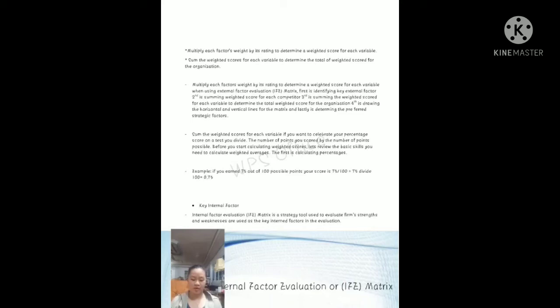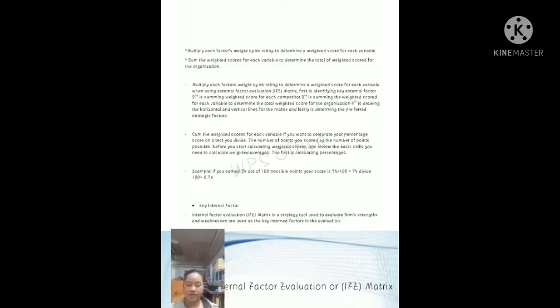Sum the weighted score for each variable to determine the total weighted score for the organization. If you want to evaluate your percentage score on a test, you divide the number of points you score by the number of points possible. Before you start calculating weighted score, let's review the basic skill you need to calculate a weighted average. The first is calculating percentage. Example, if you earned 75 out of 100 possible points, your score is 75 divided by 100 equals 0.75.